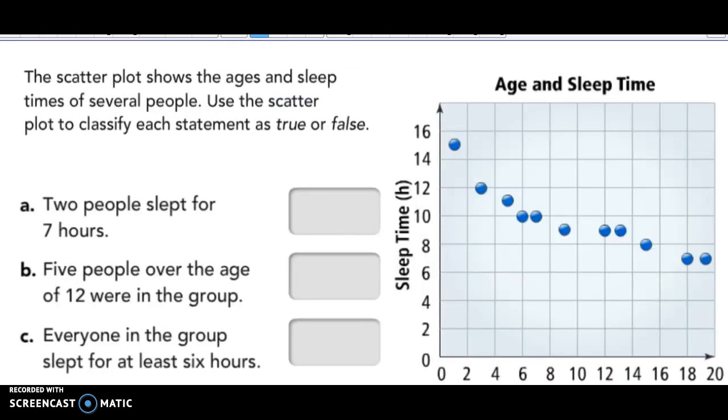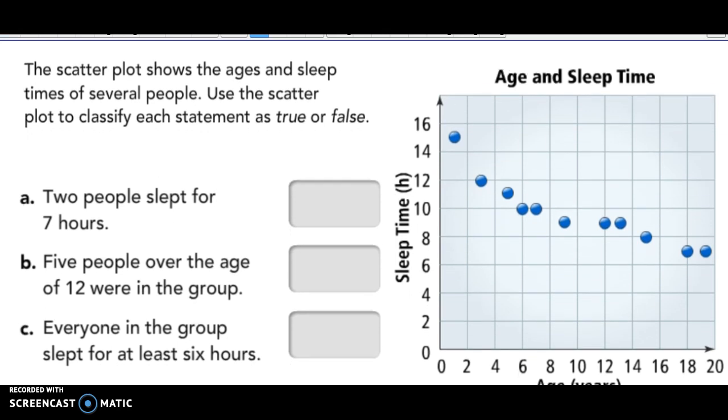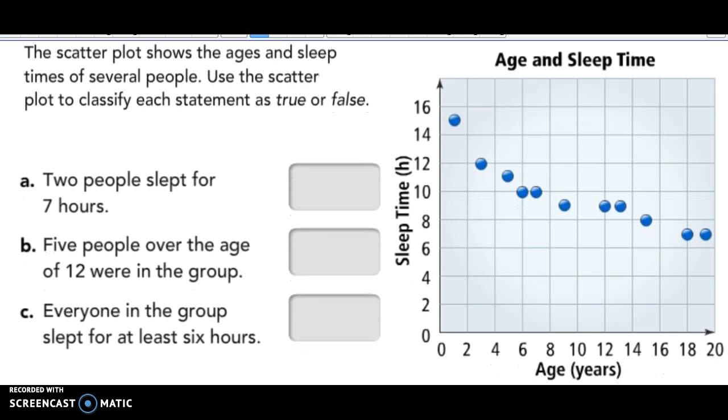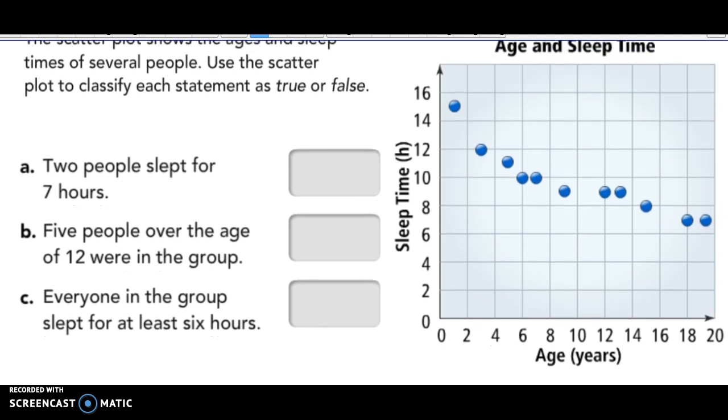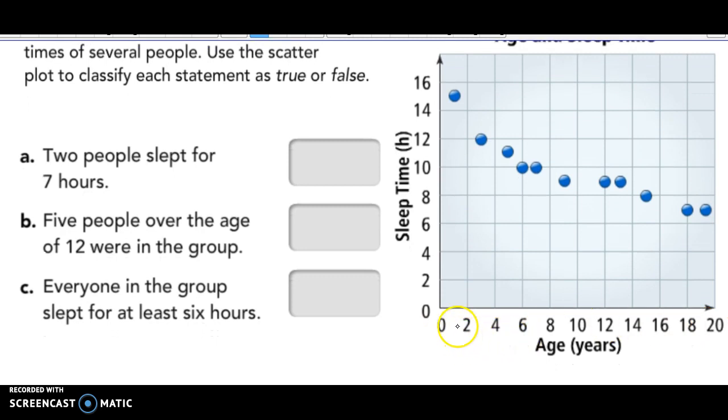The other thing you'll be asked to do in section 14.1 with scatter plots is interpret the information. So we might have to look at the scatter plot and decide if these statements are true or not. As we're looking at this scatter plot, it shows age and sleep time. On the x-axis, we can see people's age measured in years, and on the y-axis, we can see the amount of time that they sleep in hours. So we can see that the younger people are, the more they tend to sleep. And if you think about babies, they sleep most of the day when they're first born. But as we get closer to 20, we continue to sleep less and less.